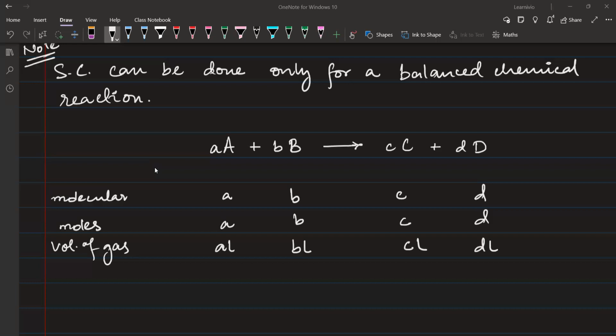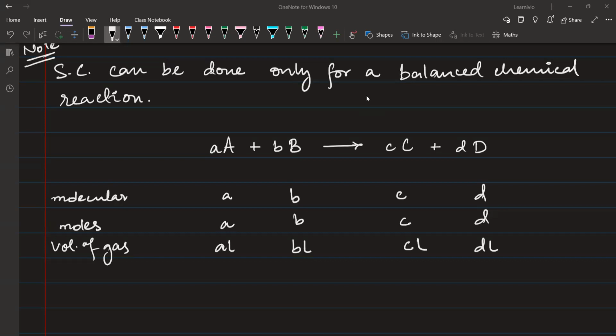22.4 I'm taking, not 22.7. 22.4 into 2, that will be equal to 44.8. I'm repeating it. Volume of gas, I'm repeating. I understand you will all have a problem with volume.